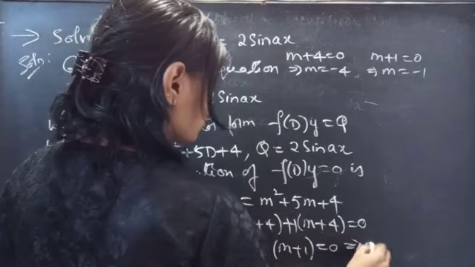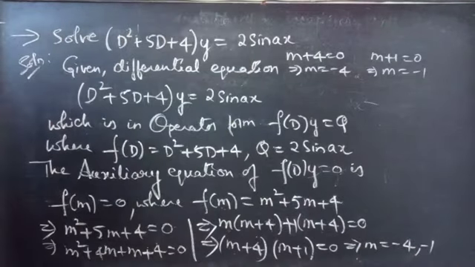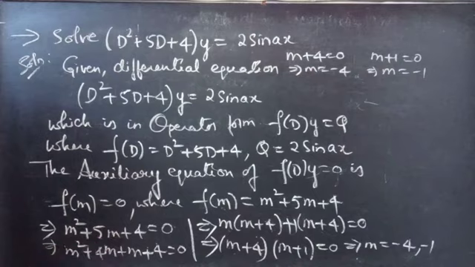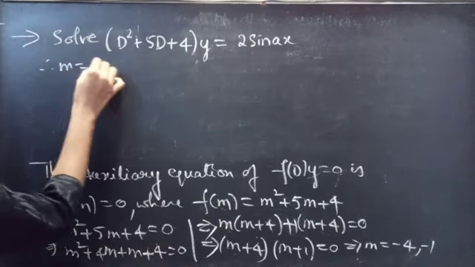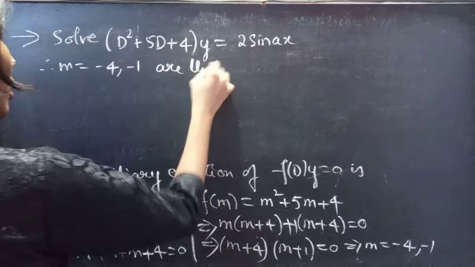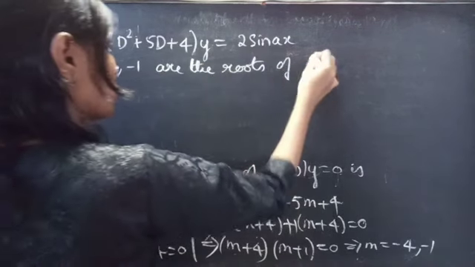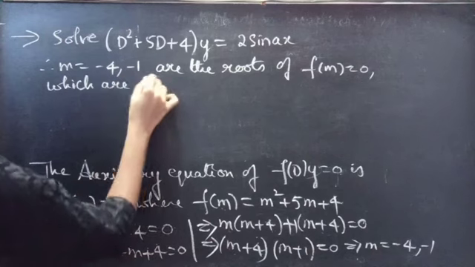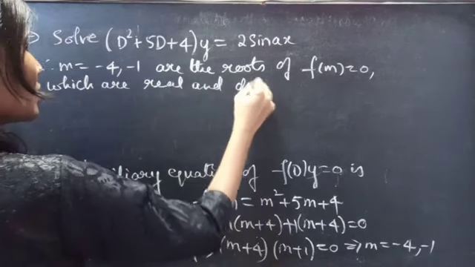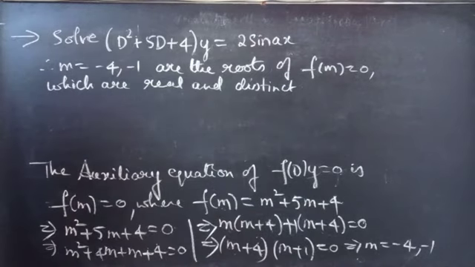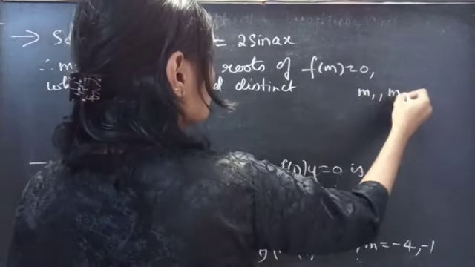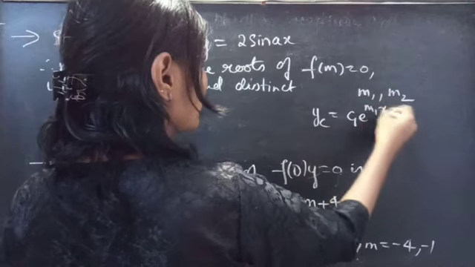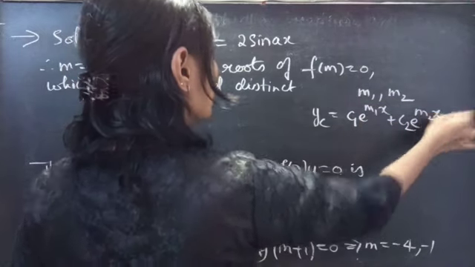Then m = -4 and -1 are the roots of our auxiliary equation, which are real and distinct, or we can say real and different. If two roots, say m1 and m2, are real and distinct, then we write the complementary function as one constant into e to the power of one root into x, plus the other constant into e to the power of the other root into x.